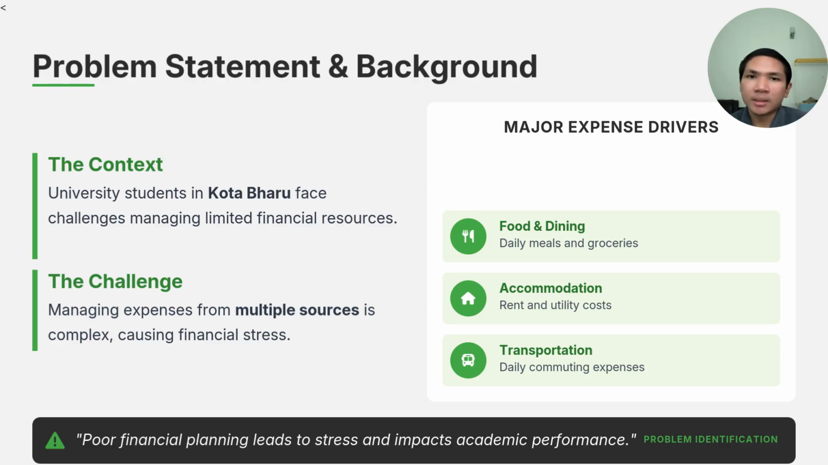Next slide is the problem statement and background for this project. Why is this important? The university students in Kota Baru face significant challenges managing limited financial resources. We identify that managing expenses like food, rent, and transport is complex. Poor financial planning doesn't just hurt the wallet, it leads to high stress and negative impact on academic performance.